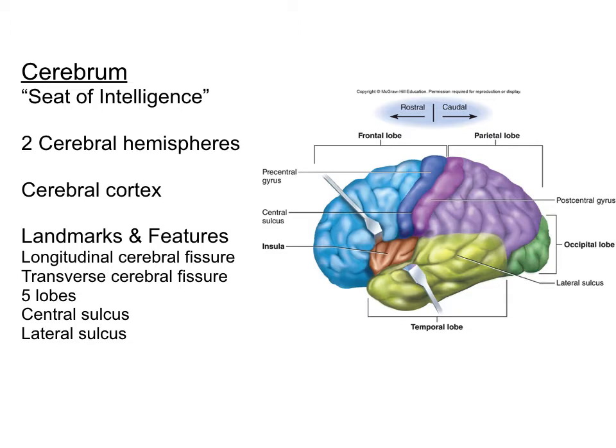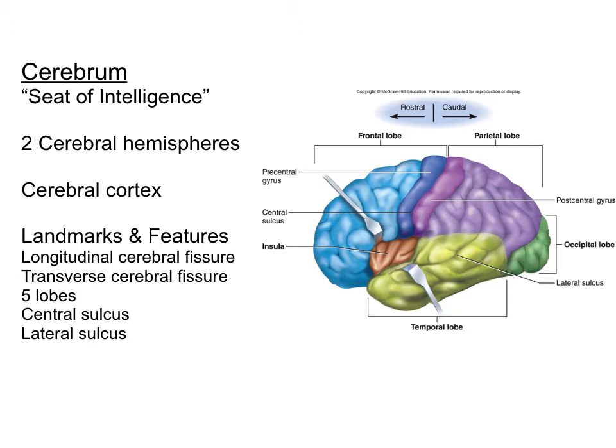Now, you're going to hear me refer to the cerebral cortex. The cerebral cortex is the superficial gray matter. So when you look at a model or you look at your sheep brain, you are looking at cerebral cortex.